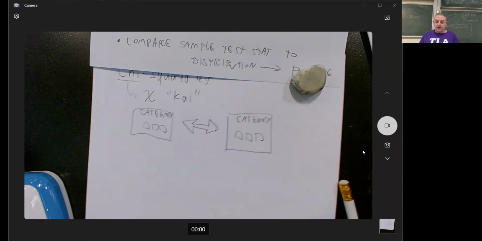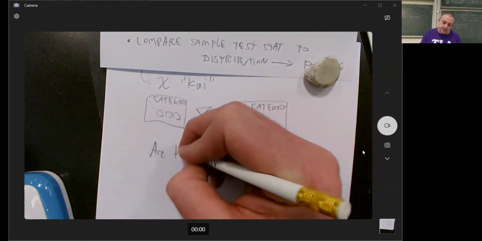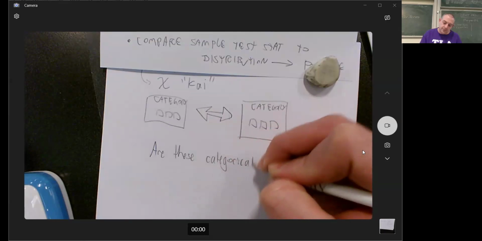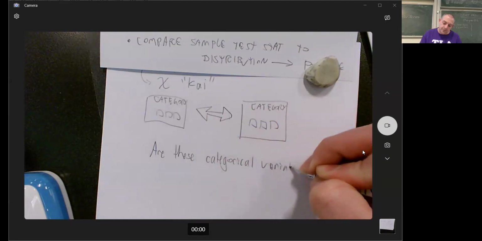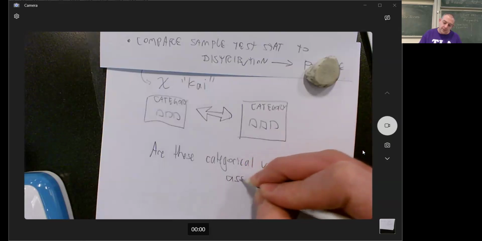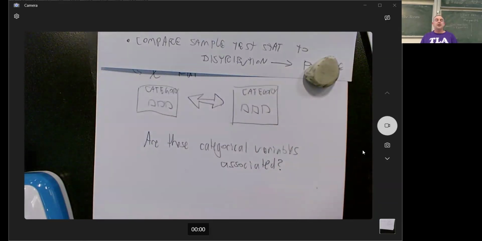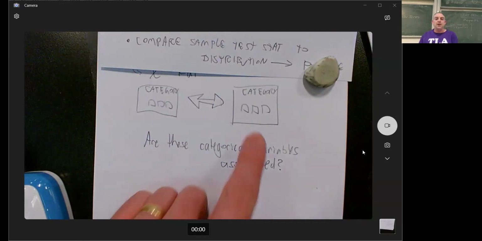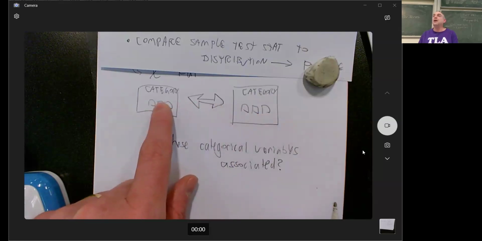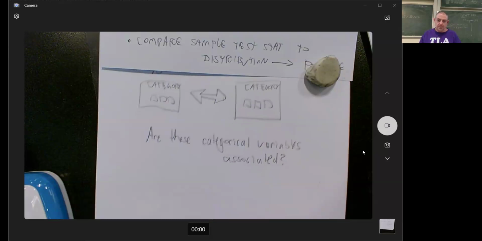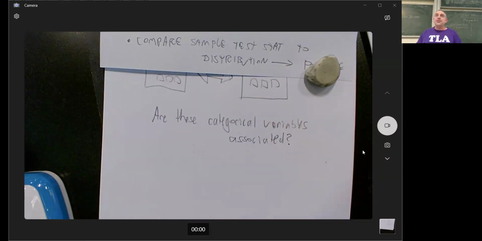Are these categorical variables associated? Or it could be, does being in one of these categories make a difference to which of these categories you end up in? And the null hypothesis is no. They are not related.